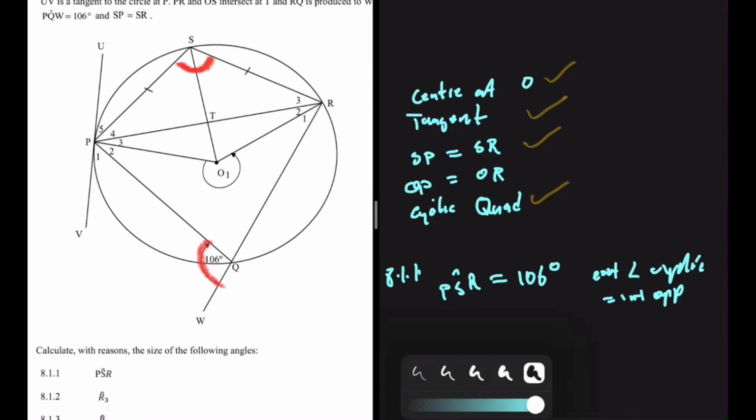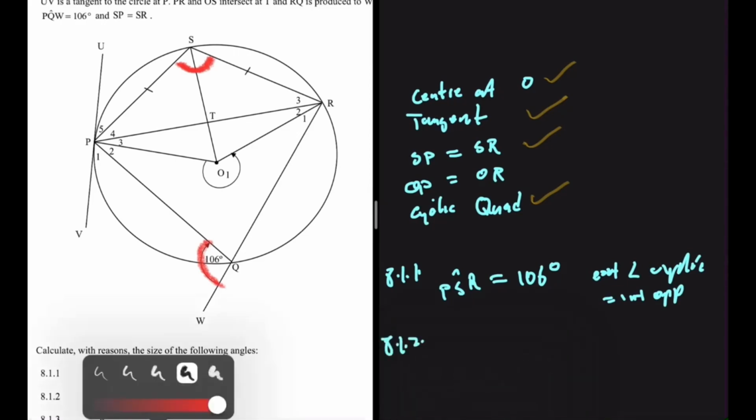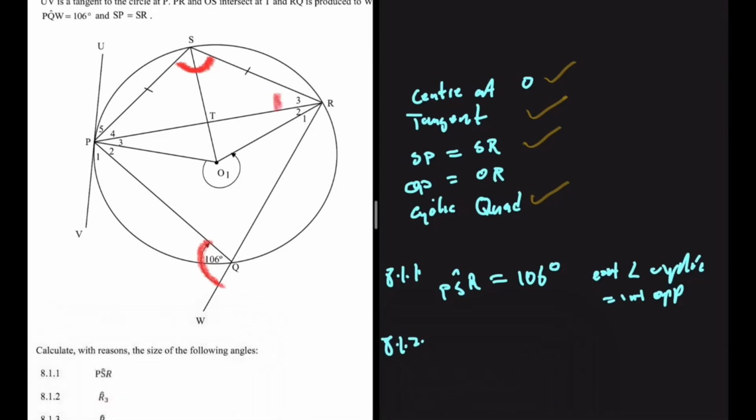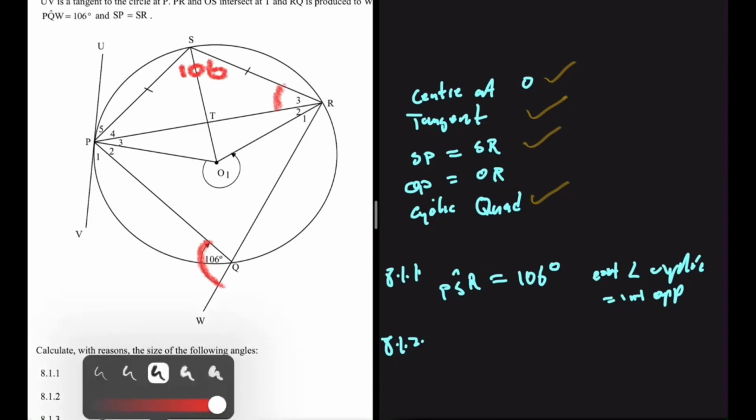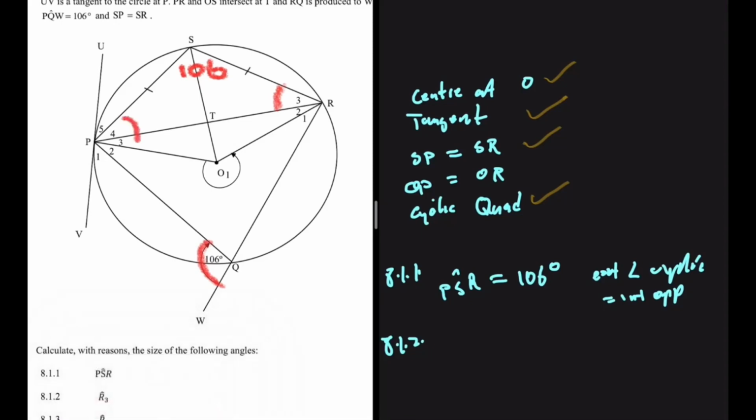Let's move to 8.1.2. So in 8.1.2, we're looking for the size of angle R3. So let's replace angle PSR with 106. So we have 106, and we're looking for the size of angle R3. R3 should be equal to P4, angles opposite equal sides.